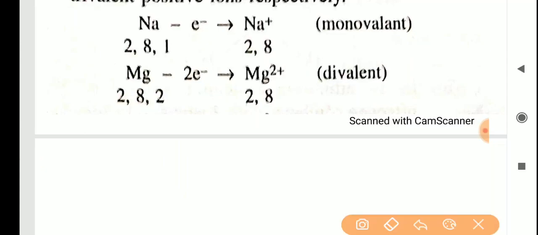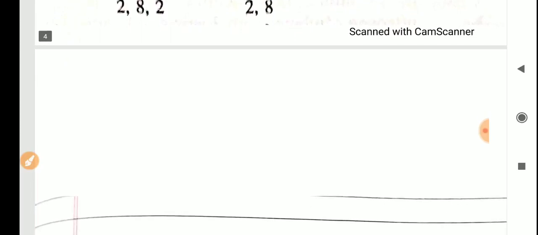For removing electrons, we put a subtraction symbol. So Mg minus 2 electrons gives a 2 positive charge. If it loses 1 electron, it gets a 1 positive charge, Na plus. If it loses 2 electrons, it gets a 2 positive charge, Mg 2 plus. Since 2 positive charges are there, it is known as a divalent ion. So what is an ion? An ion means an atom containing a positive or negative charge.